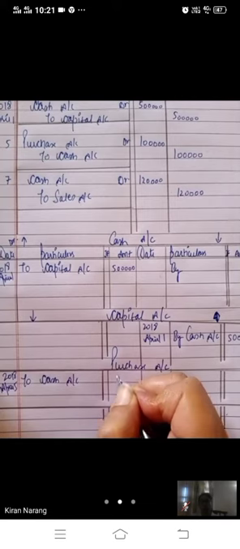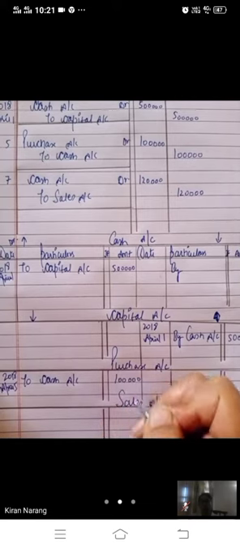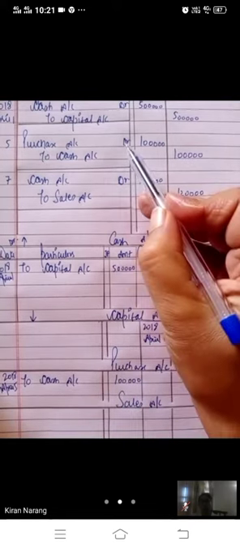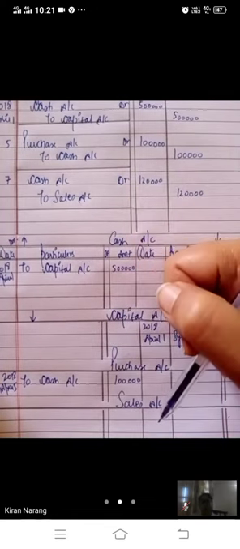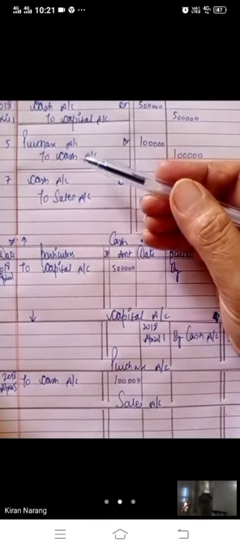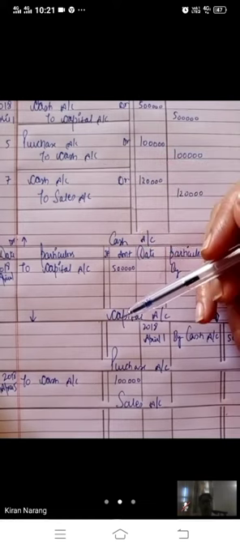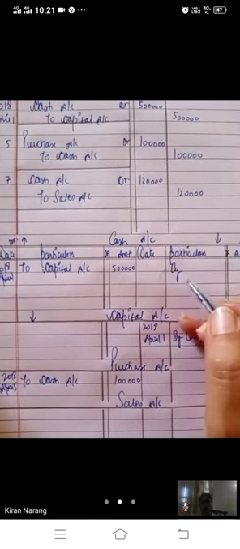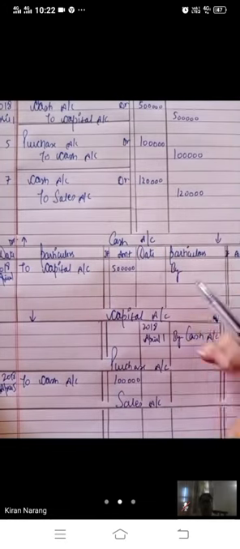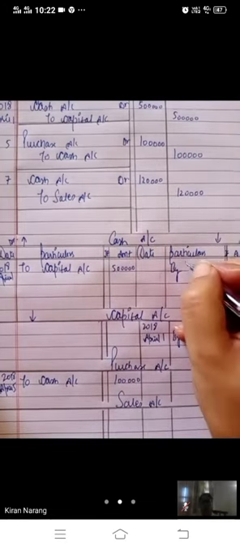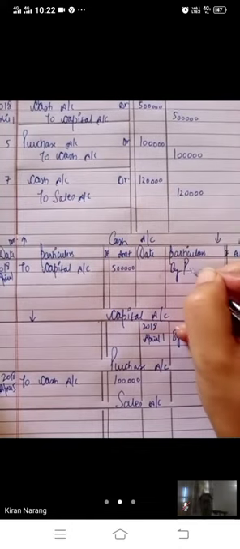Rupees 1 lakh. Purchase account will be debited. On the debit side of purchase account you will write the opposite thing, to cash account. Now the second thing, you have used cash account. Again you will go there and write on the credit side because cash account is credited. So you will write "by" the opposite thing, purchase account.